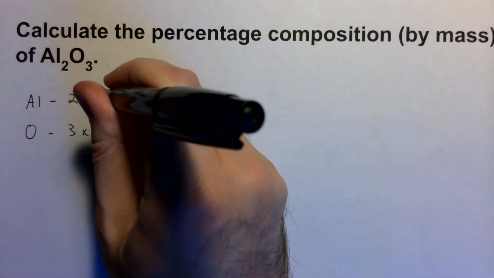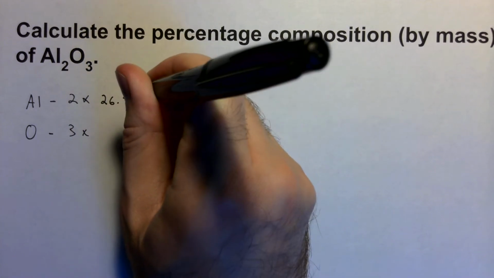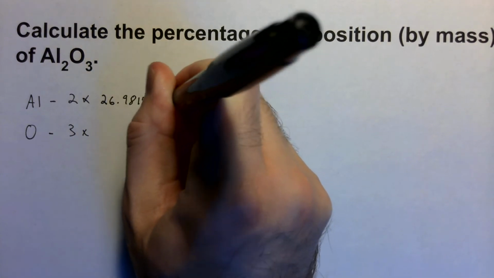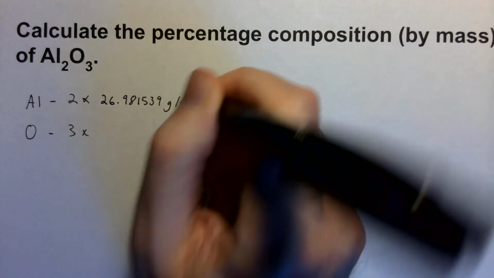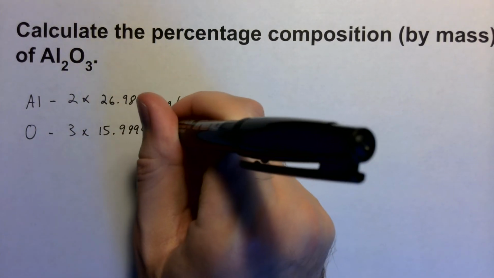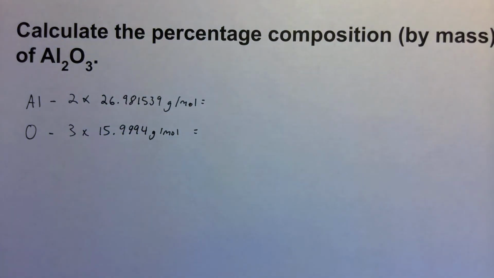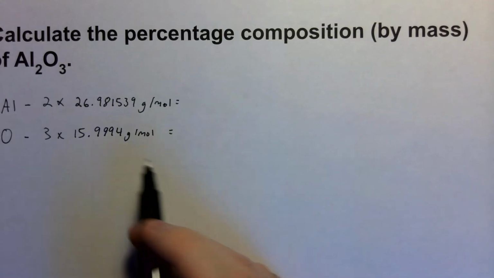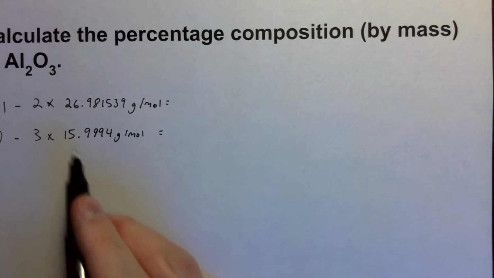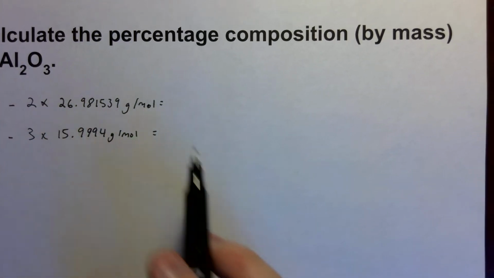The molar mass of the 1 aluminum is 26.981539 grams per mole. And the oxygen, 1 oxygen, is 15.9994 grams per mole. And then we're going to multiply by the coefficients there. So the subscripts here become coefficients when we're trying to find the molar mass.